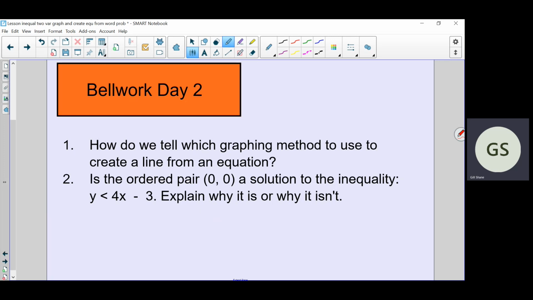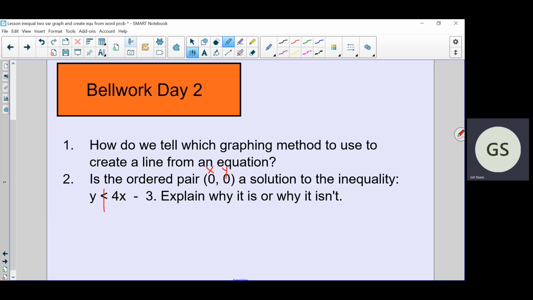It means, if that's a solution, when I put in these values for x and y, in this particular problem it better make the left side less than the right side. That's the rule for that problem. If it does that, then yeah, it's a solution. If it doesn't do that, it's not a solution. That's how we determine which side to shade.